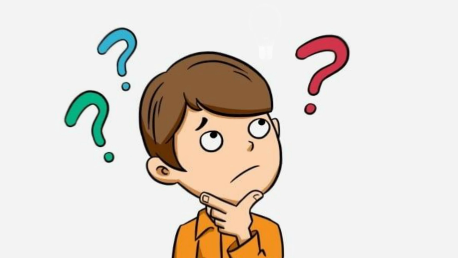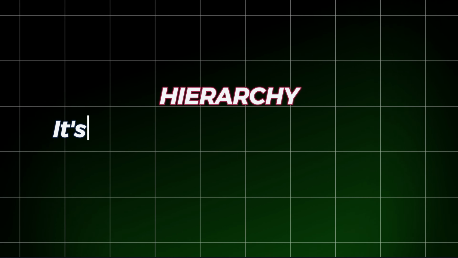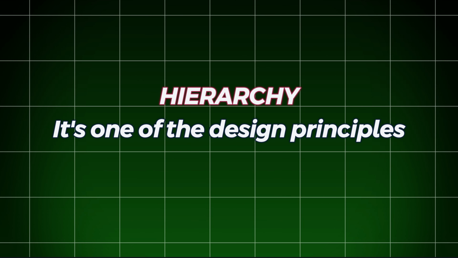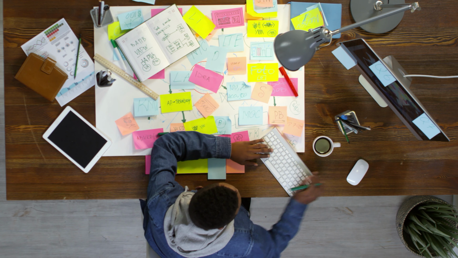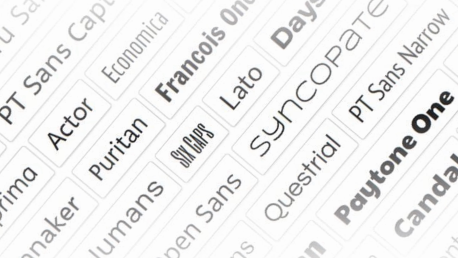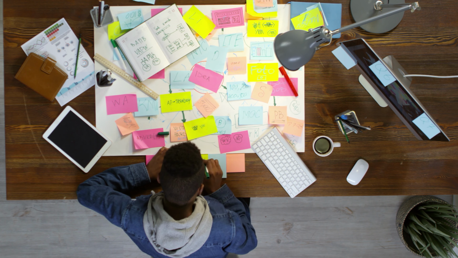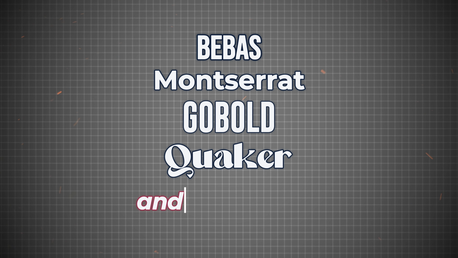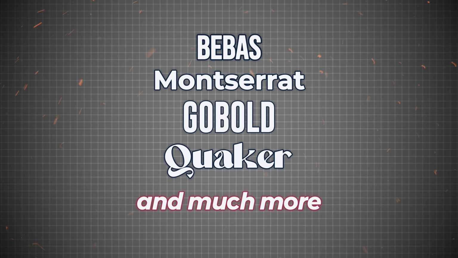One of the reasons why that text is always big is simply to ensure there is hierarchy in the design. Hierarchy is one of the design principles. I'll dive deep into it in my upcoming videos. There are a variety of free fonts you can use in this section, but these are my recommendations: Bebas, Montserrat, Gobold, Quaker, and others. I'll show you where to get these fonts and many more at the end of this video, so stay with me.